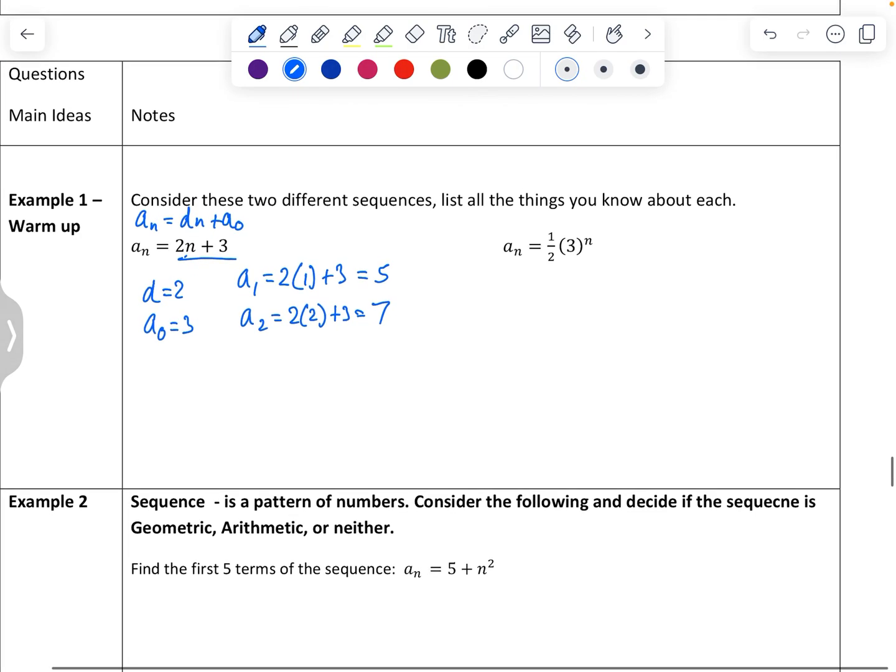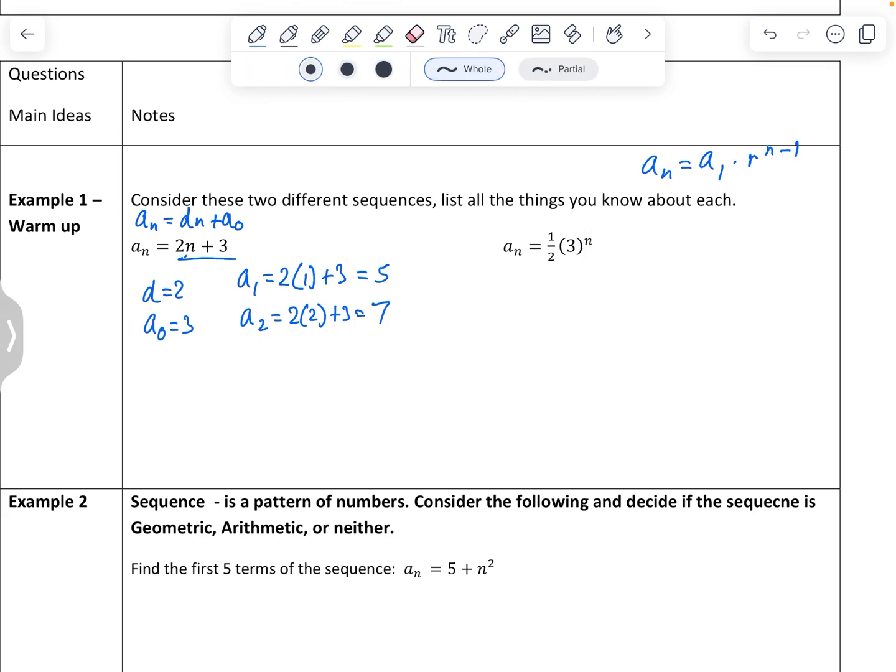And we could continue with this and see that the second term would be 2 times 2 plus 3, which would be 7. Now over here, this one hopefully looks familiar, but this is going to be a geometric sequence. The reason we can tell that is because we have this exponent here. The rule for geometric is a sub n equals a sub 1 times r to the n minus 1. The only difference with this one is we don't have that n minus 1 rule, but it's still going to be geometric because it's going to increase by a multiplication factor each time.